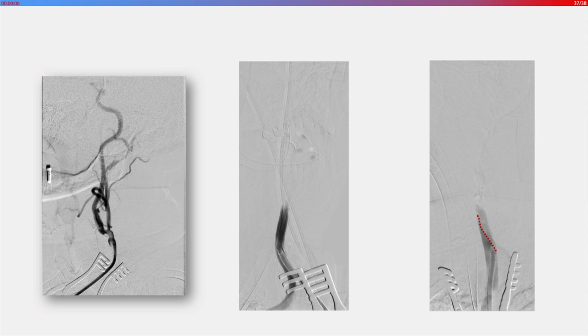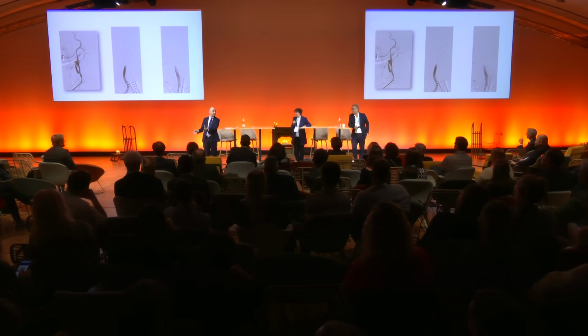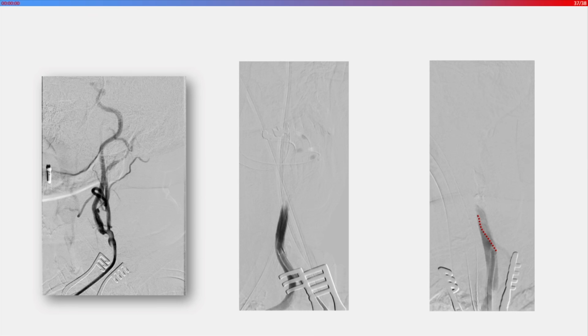No, not sure. But you know what? You are very close to the bifurcation. I'm showing this because we failed. You can see the huge dissection in the common because of the access. We have to convert. We started with transradial. We're not successful. Converted to TCAR. Not successful. Converted to CEA.